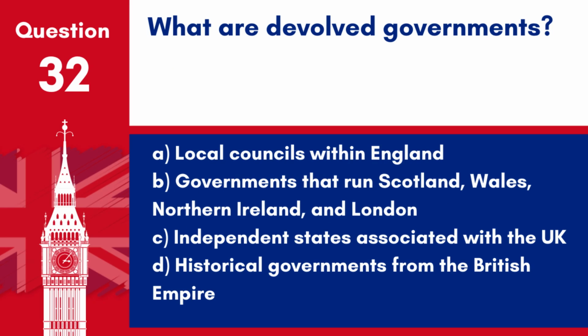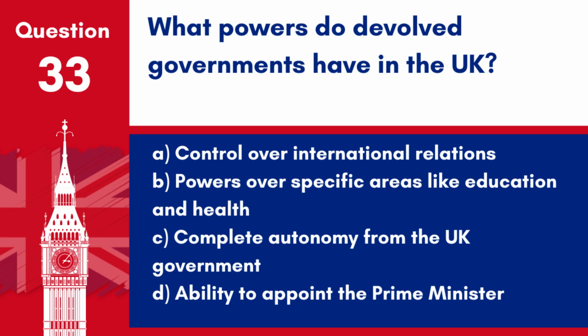A. Local councils within England. B. Governments that run Scotland, Wales, Northern Ireland, and London. C. Independent states associated with the UK. D. Historical governments from the British Empire. Answer. B. Governments that run Scotland, Wales, Northern Ireland, and London. Devolved governments have been granted powers to manage certain local issues themselves, distinct from the UK Parliament. Question 33. What powers do devolved governments have in the UK?